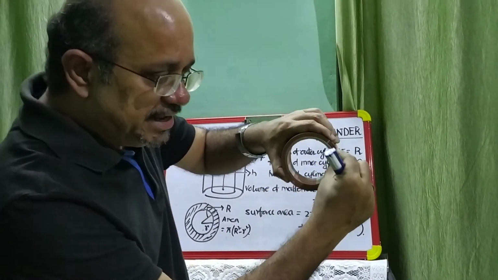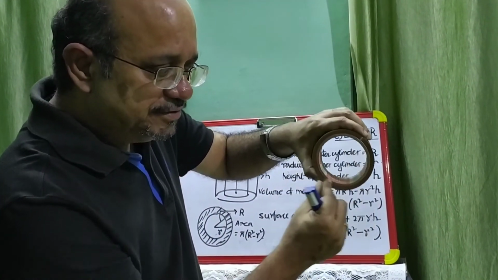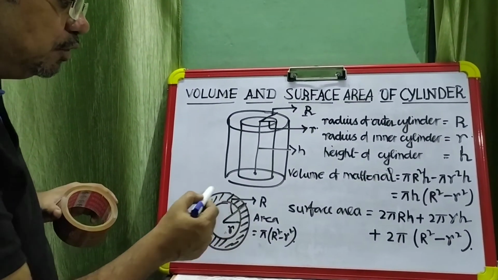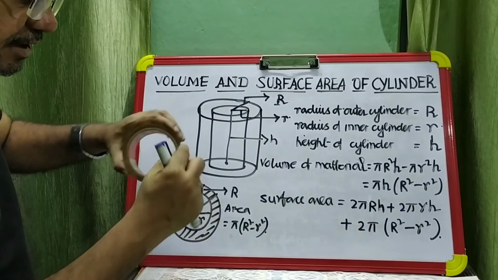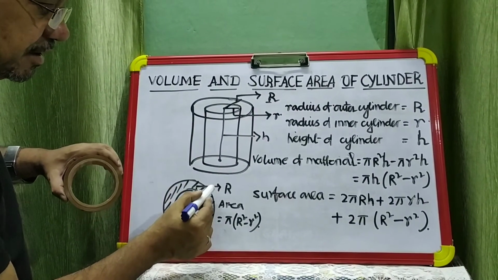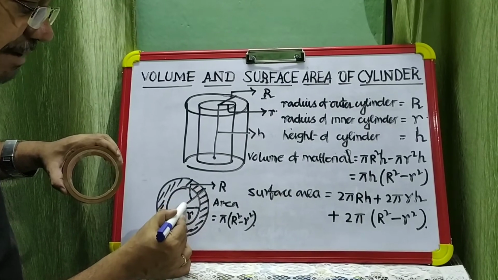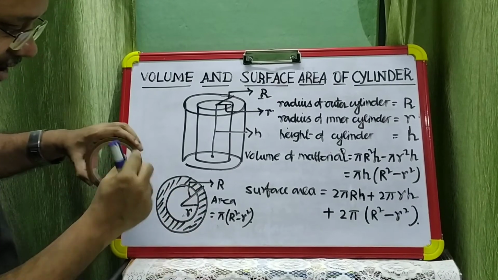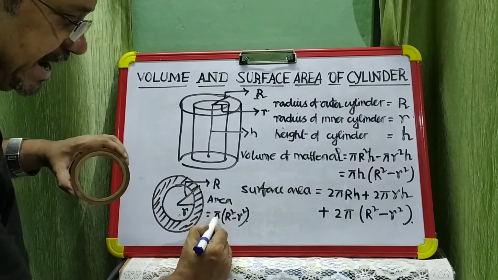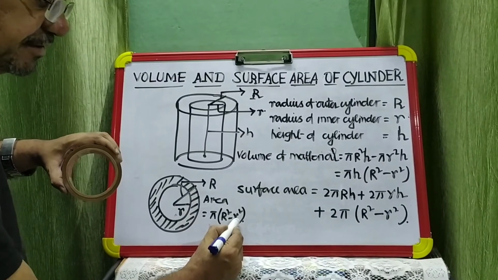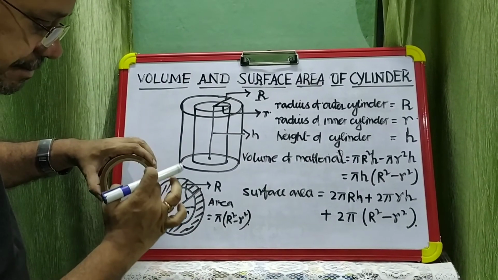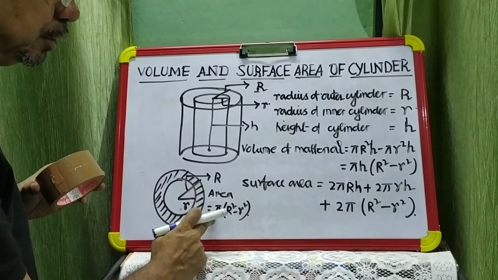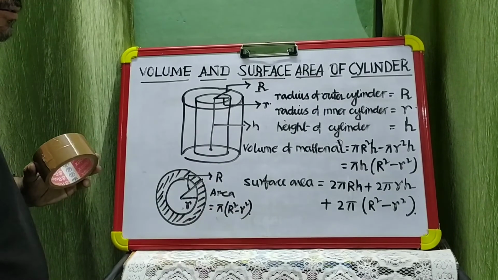Now, what is the area of this part? Well, I have drawn a simplified diagram of this one. See, it looks like a ring whose outer radius is capital R and inner radius is small r. So the area of this portion is pi times capital R square minus small r square. That is, pi capital R square minus pi small r square. A similar portion is there on the other side. So it will be 2 times pi times capital R square minus small r square.